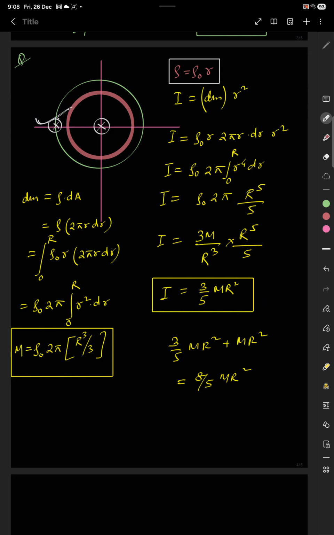So about this position, how to do it? Just apply the parallel axis theorem. So let's assume this is O. So about O, 3 by 5 m r square plus m into distance square. Distance between them is r. So this is 8 by 5 m r square.